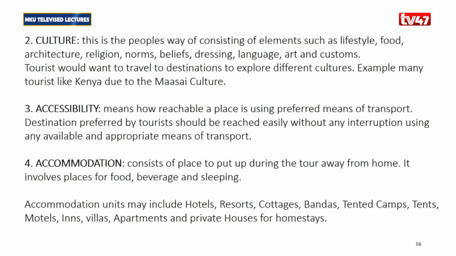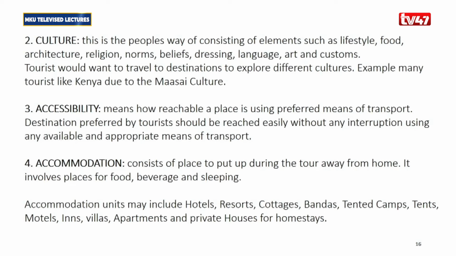Now, other than attraction, the number two important component or characteristic of a destination is culture. And what is culture? Culture, in one word, is normally defined as the people's way of life. We look at aspects that define people's way of life, like food, architecture, religion, the norms, the beliefs, how they dress, how they talk, the boundaries, arts, customs, and economic activities. Those tell us more about culture.